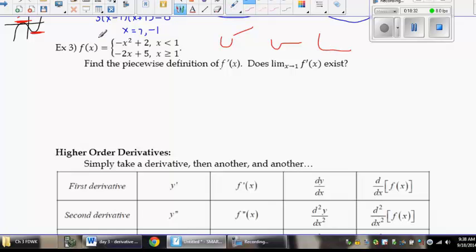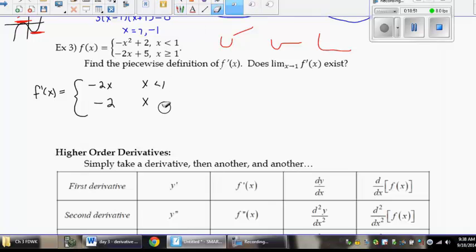So if I have this function, the piecewise definition of f prime is just going to be the derivative piece by piece. It's going to be negative 2x, 2 goes to 0, and then negative 2 for x less than 1 and for x greater than 1. Whoa, I said the wrong thing. Less than 1, greater than 1. Wow, that was a bad mistake. So when you break up your piecewise definition, it's just less than and greater than. You do not put an underline on anything yet.